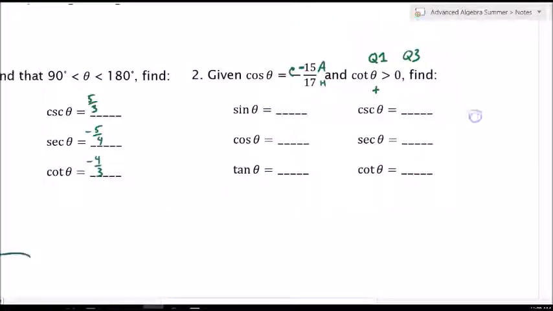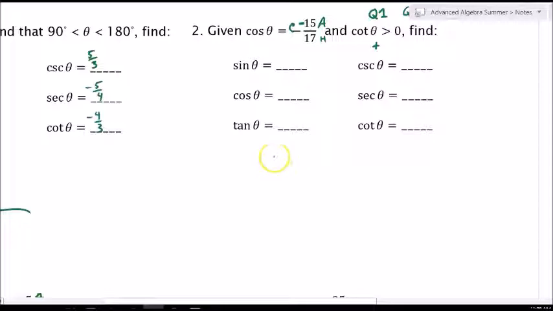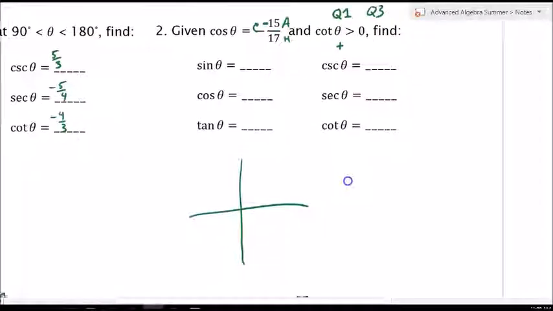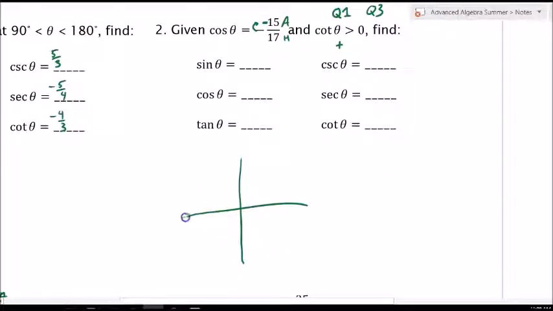So that means I need to plot our points. So if I want my adjacent side to be negative, that means I'm going to be to the left. So we're down here somewhere. So I know I'm going to the left negative 3. Now, we said our choices were quadrant 1 or 3. So by default, I have to be in quadrant 2. We also know our hypotenuse is 17.